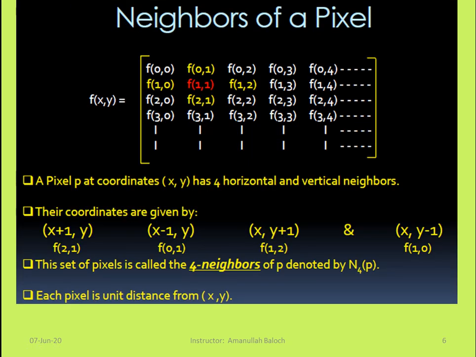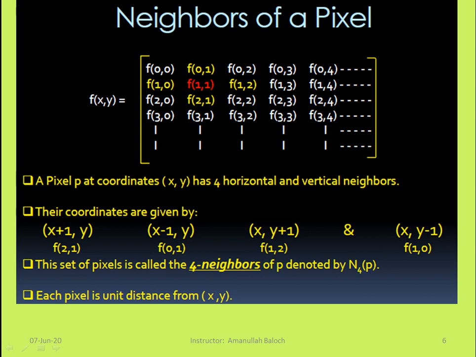Here you may see the 4 neighbors. This is the image and these are the coordinates of the image, and if this is the central pixel of row number 1 and column number 1, then the coordinates of the neighboring pixels become f of 0, 1, f of 2, 1, f of 1, 0, and f of 1, 2. These are the 4 neighbors in the vertical and horizontal directions. These are the 4 neighbors of this central pixel.